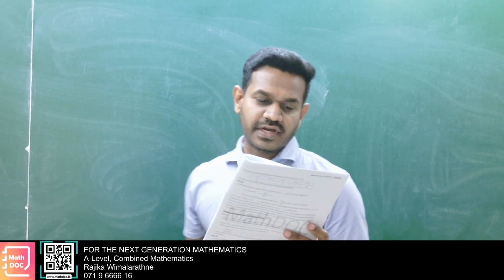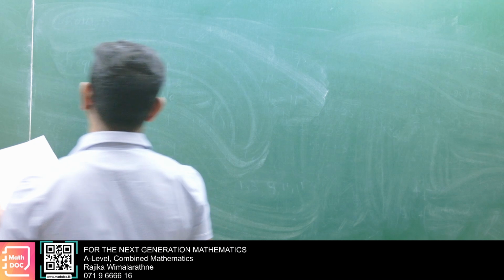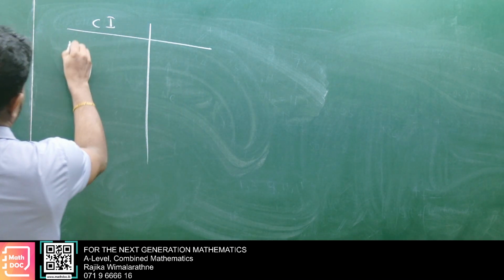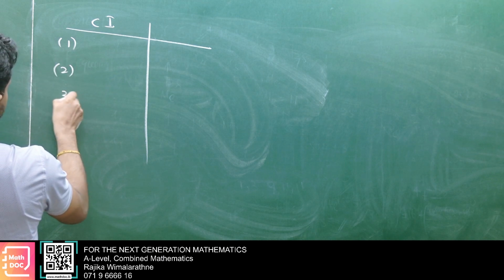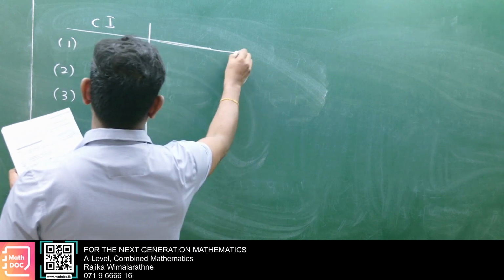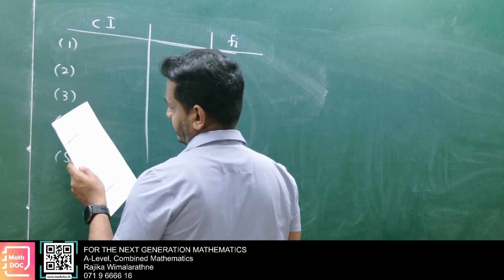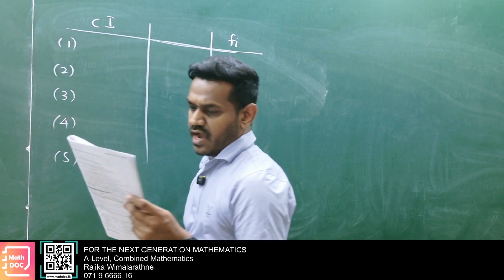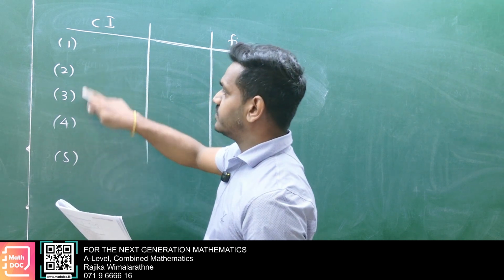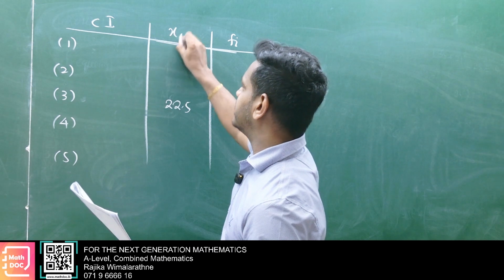Okay. Then second question. A frequency table has 5 class intervals of equal width. Here 5 class intervals: 1, 2, 3, 4, 5, of equal width. Frequencies. The midpoint of the third class interval is 22.5. Mid value means xi value.